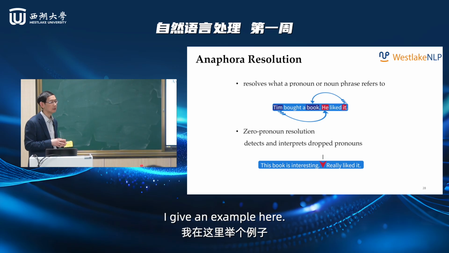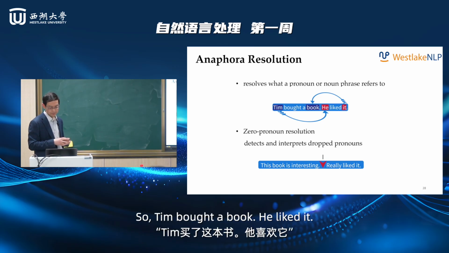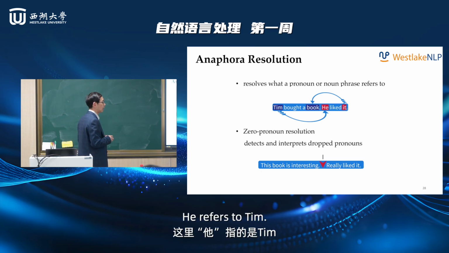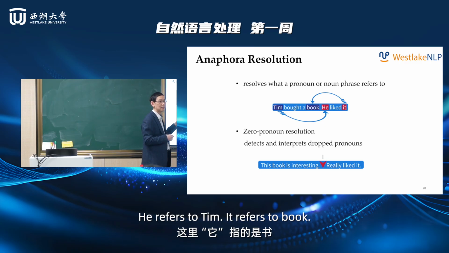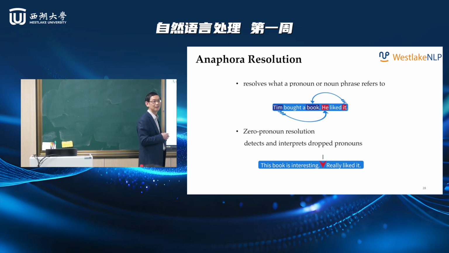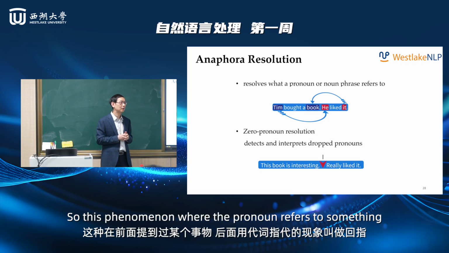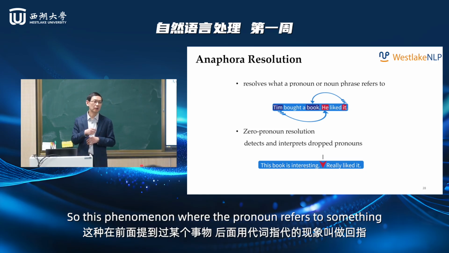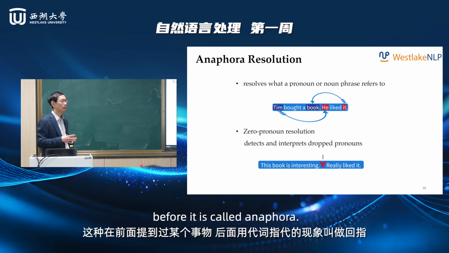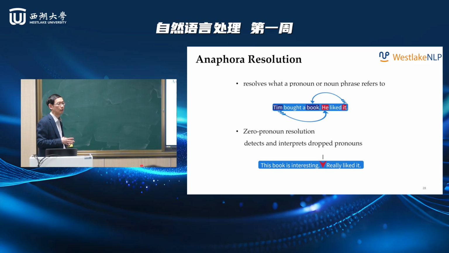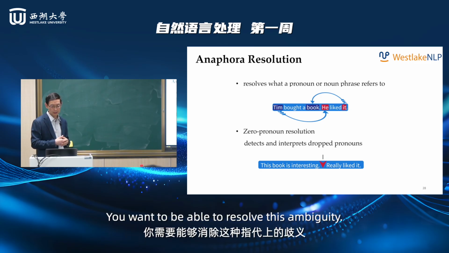I give an example here. Tim bought a book. He liked it. Here, he refers to Tim. It refers to the book. So this phenomenon where the pronoun refers to something before it is called an anaphora. You want to be able to resolve this ambiguity.